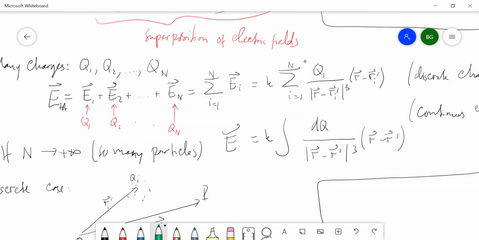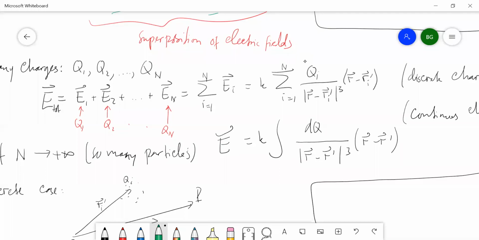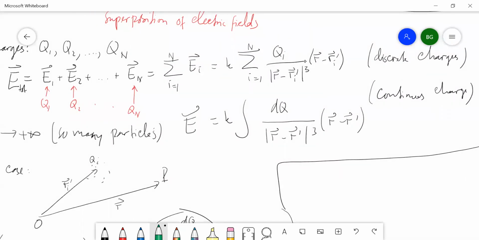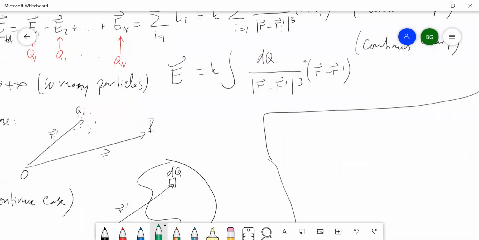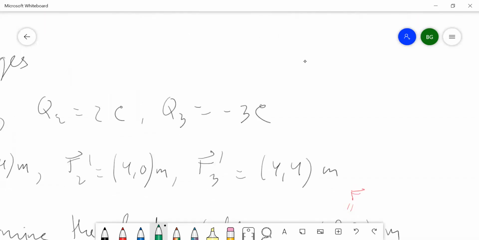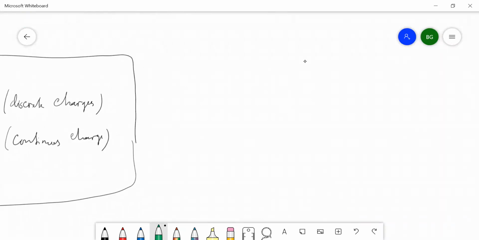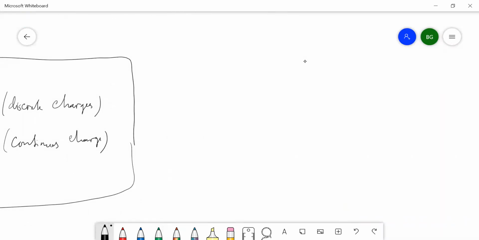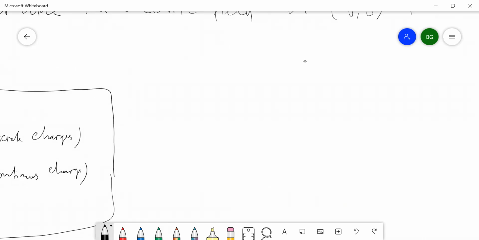In general, we have a discrete case, but if we take n going to infinity, it means there are so many particles that we can approximate the discrete case by the continuous case. So this is the continuous case. Today we will discuss the continuous case, continuous charges.